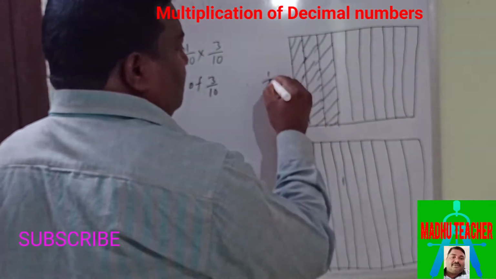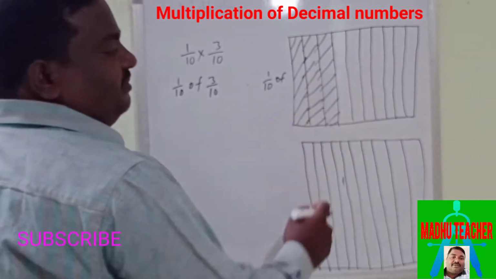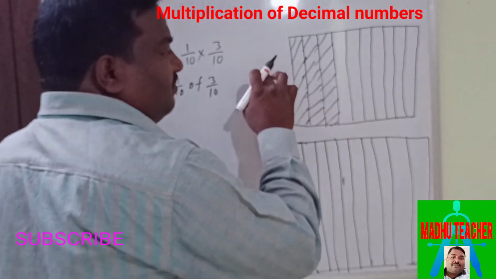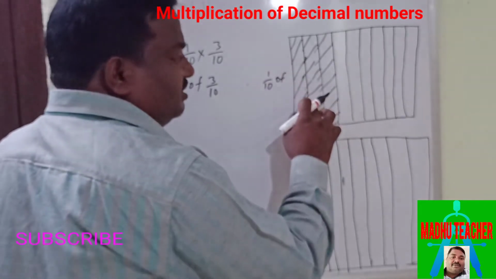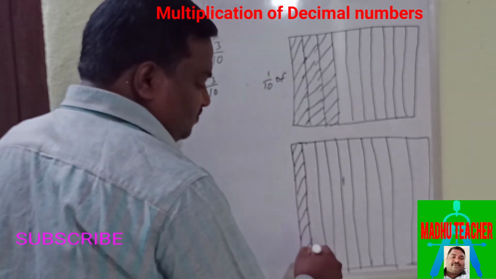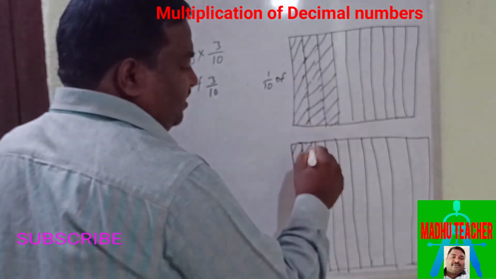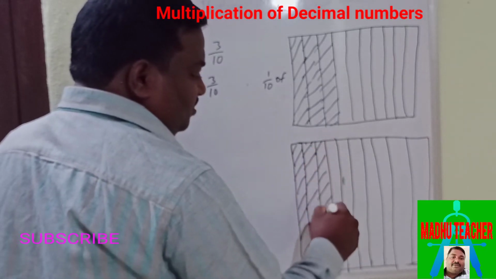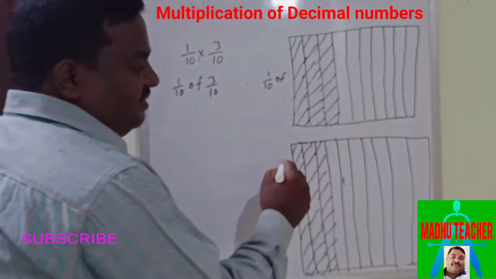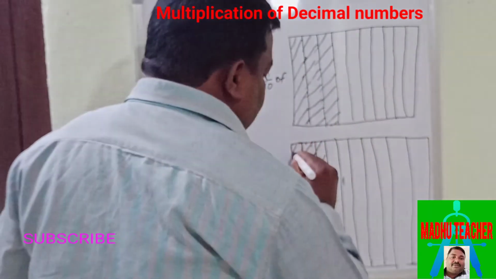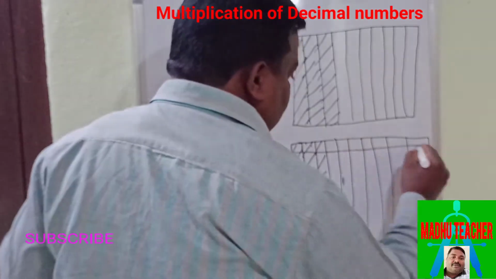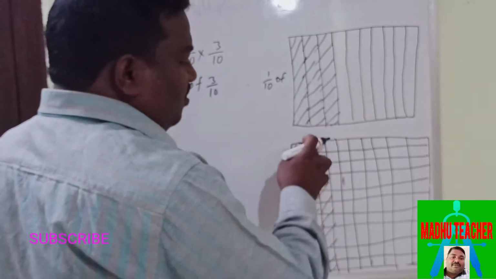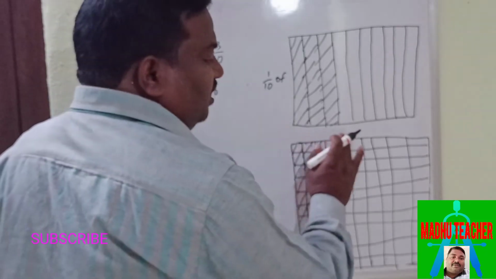So what you have to take is 1 by 10 of this 3 by 10. Out of 10 parts you have to take 1. Already it is 3 by 10, I am writing this 3 by 10. In this 3 by 10 you have to take 1 by 10, dividing it into 10 parts, 1, 2, 3, 4, 5, 6, 7, 8, 9, 10. Out of these 10 parts, you have to take only one part.